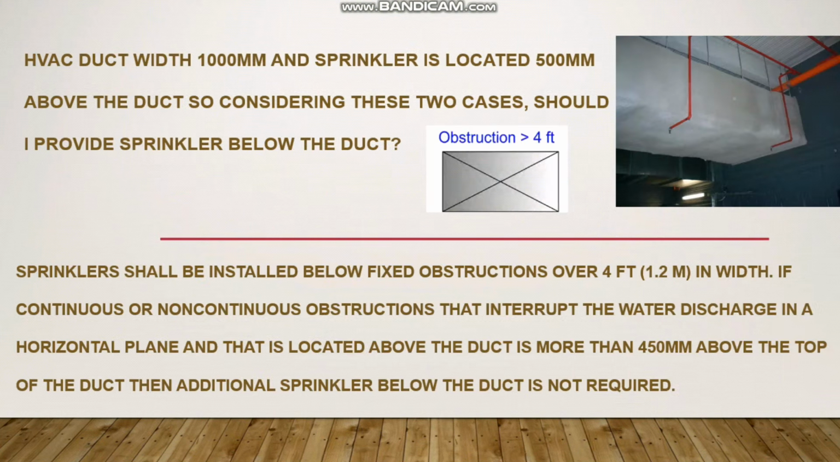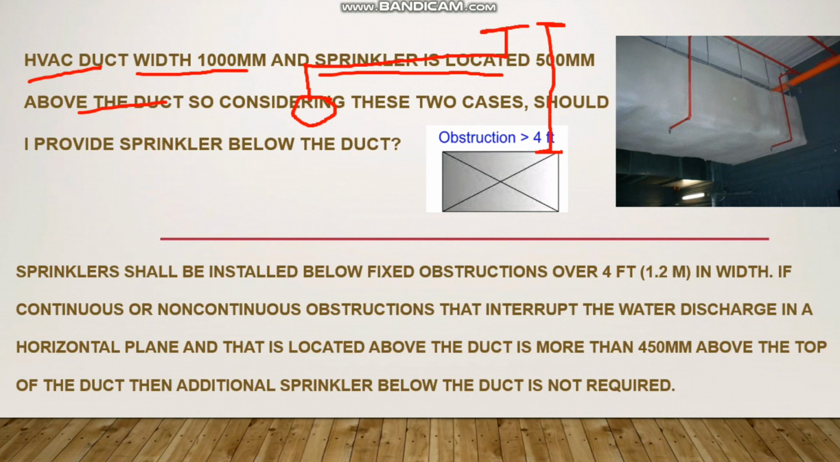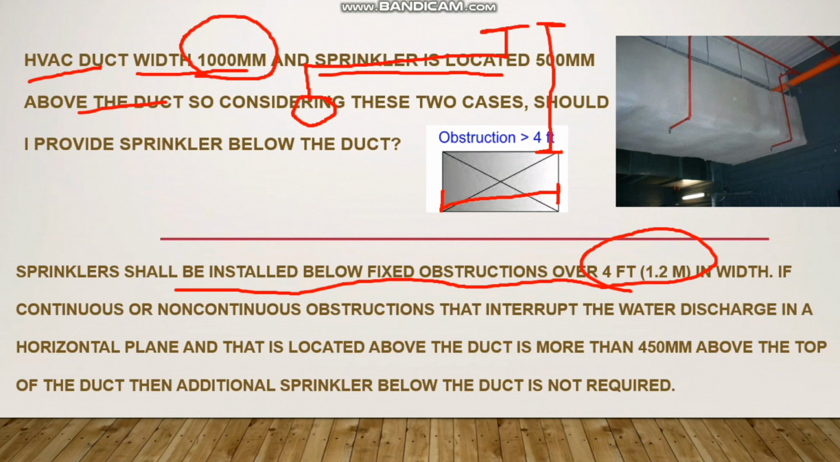And the next question is, the HVAC duct width is 1000 mm and the sprinkler is located 500 mm above the duct. For example, you have the cross main pipe here. From here the branch pipe is passing like this, and you have the sprinkler here, and the distance from this sprinkler to the obstruction is more than 500 mm, and this obstruction width is 1000 mm. So the question is whether we need a sprinkler below or not. Sprinklers shall be installed below a fixed obstruction if the width is more than 1.2 meter. In our case the width is 1000 mm, so I don't need a sprinkler here.